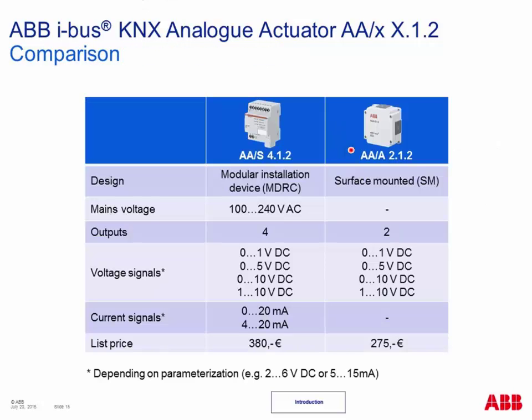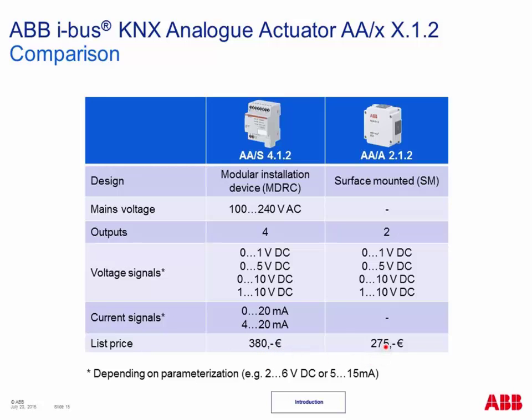Let's compare both analog actuators here in this sheet: the DIN-rail component AAS412 and the surface mounted device AAA212, as you can see here. We need an external power supply only for the DIN-rail device. It has 4 outputs, the other has 2 outputs. Both have the same voltage outputs, voltage signals, and only the DIN-rail device also has analog current outputs.